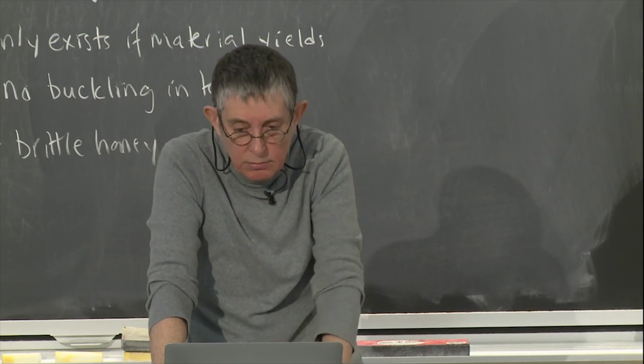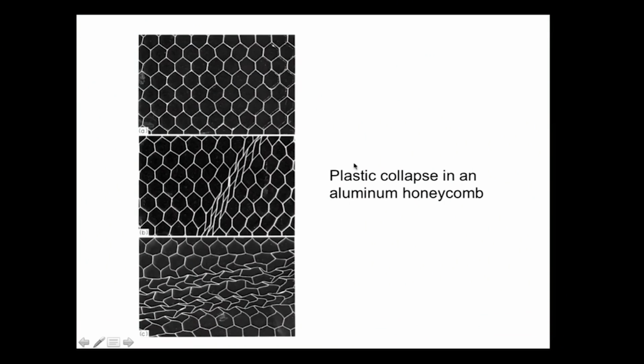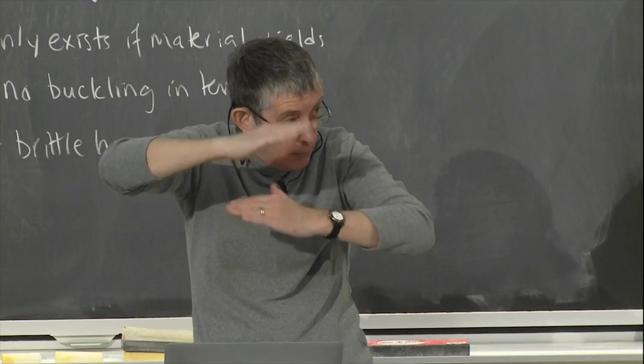So these were elastomer rubbers. These are just some images from an aluminum honeycomb. The top one is the undeformed honeycomb. The middle one is loading it in the one direction, from left to right. And the bottom one is loading it in the two direction, top and bottom, like that.